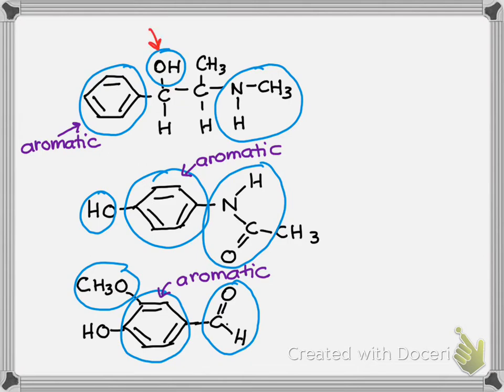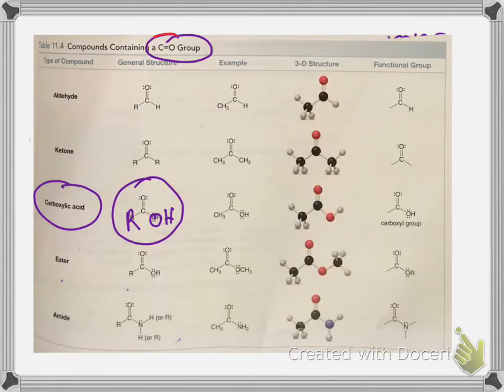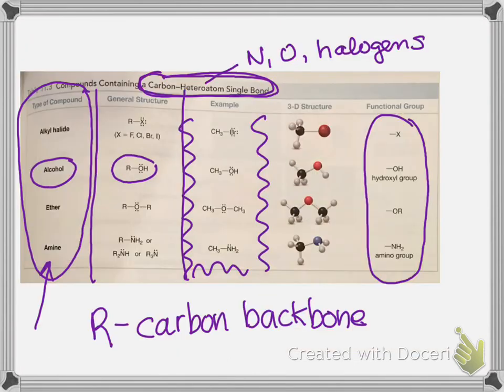So I know it has a heteroatom, but it's a single bond. And so I know this is hydrocarbons, it's not there. This is C double bond O, it's not there. So here we have a carbon heteroatom single bond, and I'm looking for OH. And so here it is. Remember R is just carbons and hydrogens, but there's my OH. And so this is an alcohol.